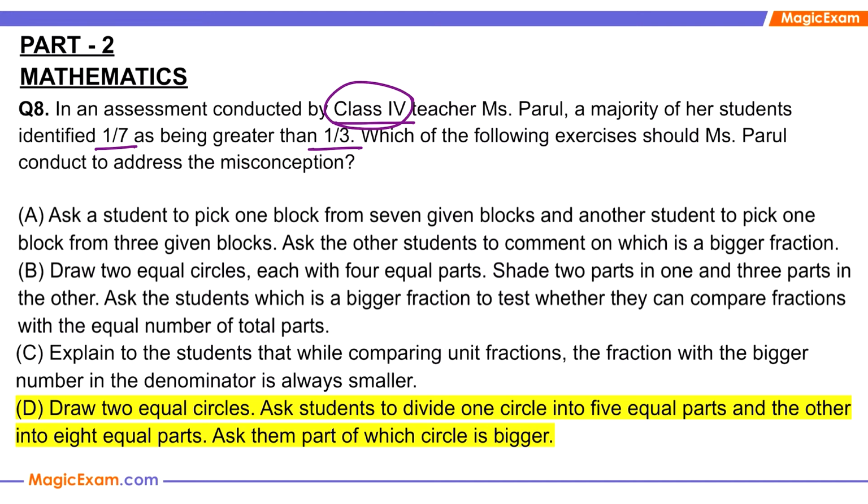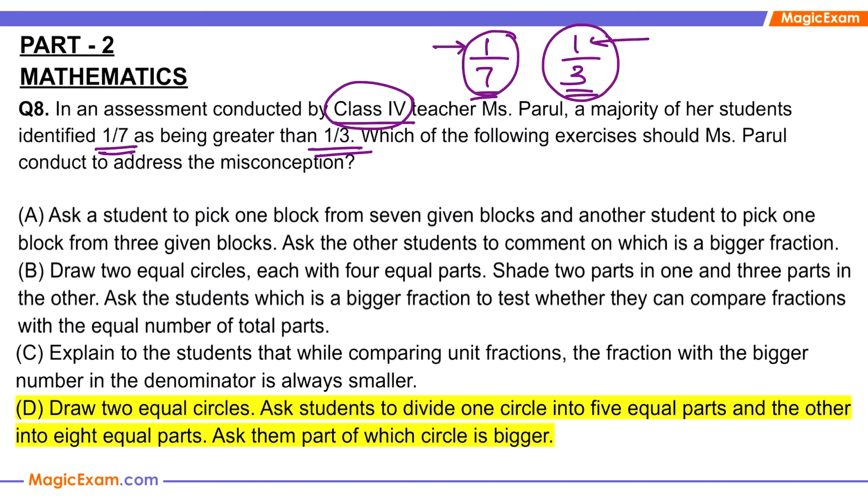And what is the confusion that is happening? They are looking at 1 by 7 and 1 by 3, which are unitary fractions, because here the numerator is same on both sides. It is 1. It is only the denominator that is changing. So they are looking at these unitary fractions, and because they know that 7 is bigger than 3, they are saying 1 by 7 is greater than 1 by 3. And this is the mistake that they are making. So now, what exercise can Miss Parul conduct to solve this misconception or explain the concept of fractions to them?